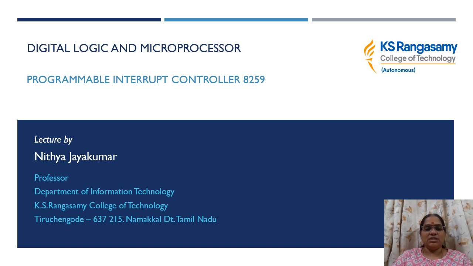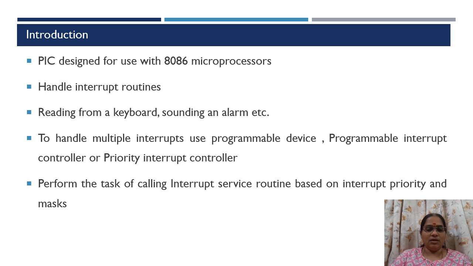So the topic for discussion is the Programmable Interrupt Controller, whose IC number is 8259. This is an interfacing IC which can be used with any processors. We'll discuss this interrupt controller being interfaced with the 8086 microprocessor, which is a 16-bit microprocessor. This programmable interrupt controller is used with the 8086 microprocessor. It is capable of handling interrupt routines.